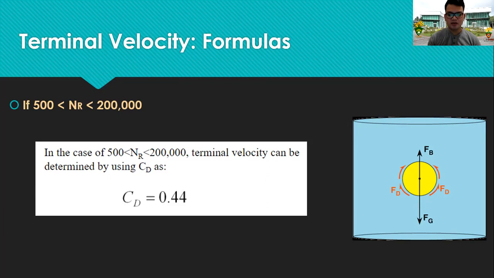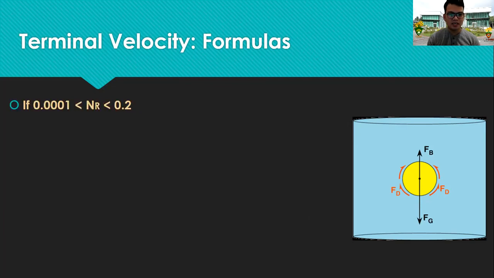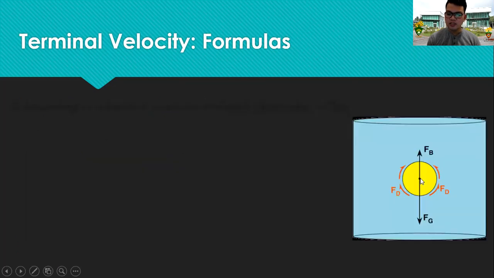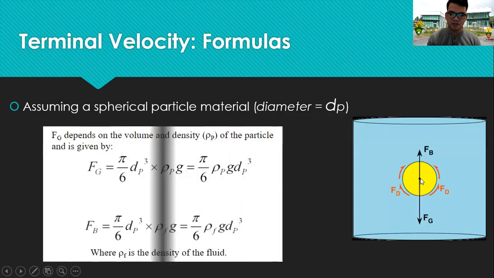Because in getting the terminal velocity, we have to go back again: CD is important. That's why the Reynolds number matters. Before we can get the terminal velocity, we need to know first the value of the drag coefficient, and before we can know the value of CD, we also need to get the Reynolds number.